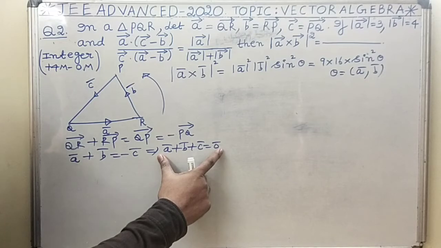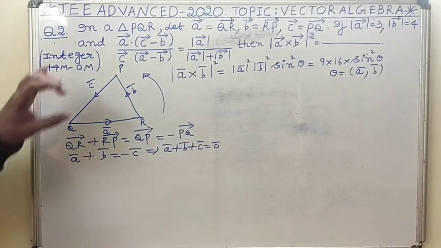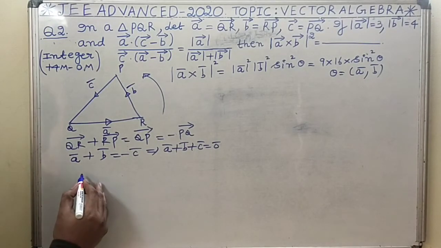So now what you need is clearly the angle between A bar and B bar. Now take the given relation.